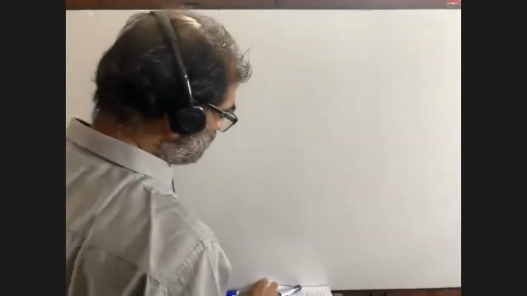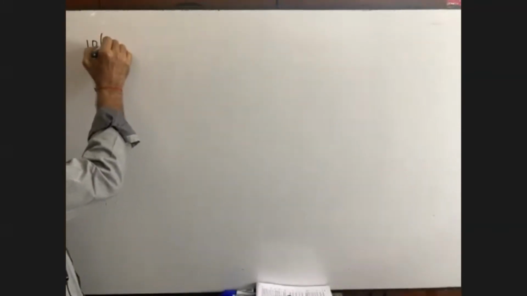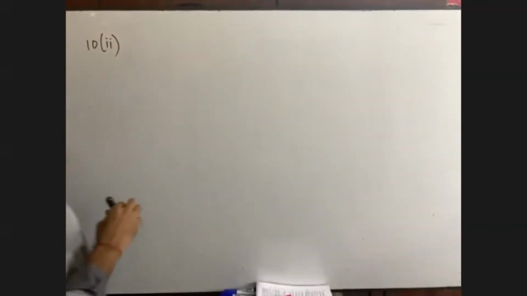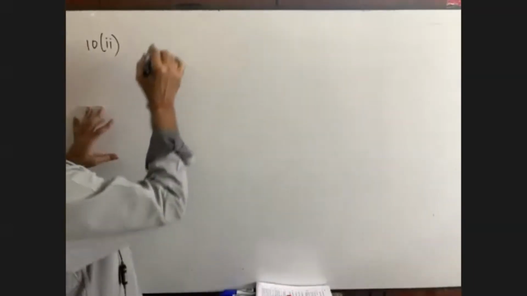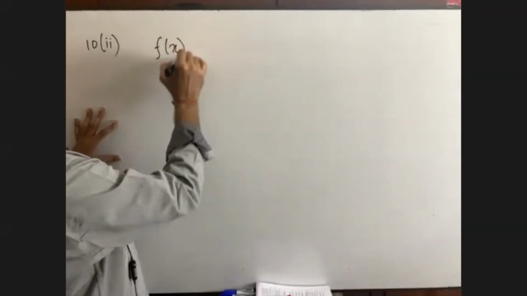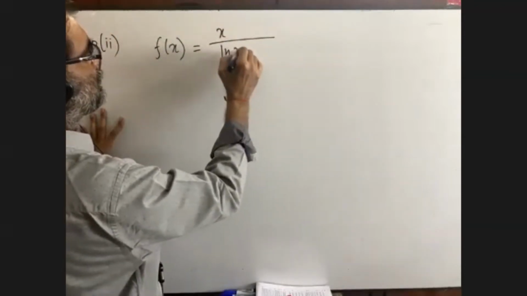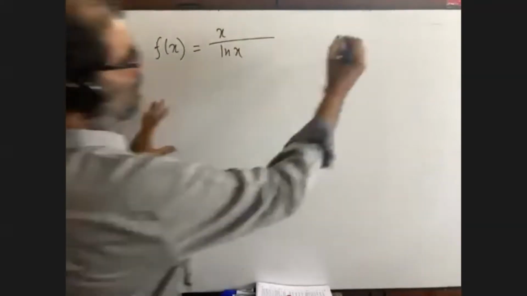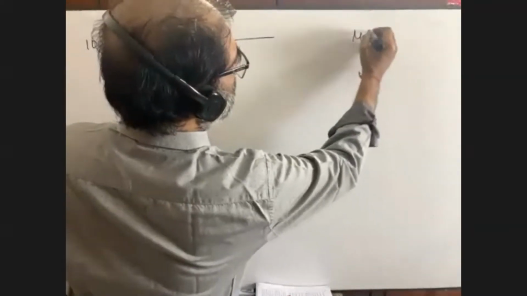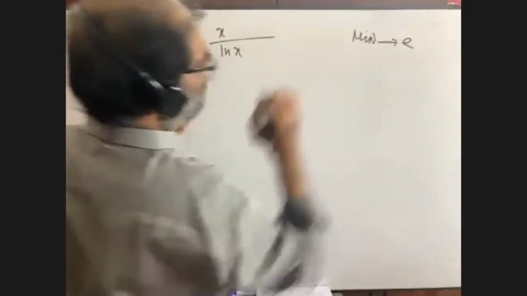Now go to the next math. Question number 2 of 10. You have to find the minimum value of f(x) is equal to x by ln x. We have to show that the minimum value is e.